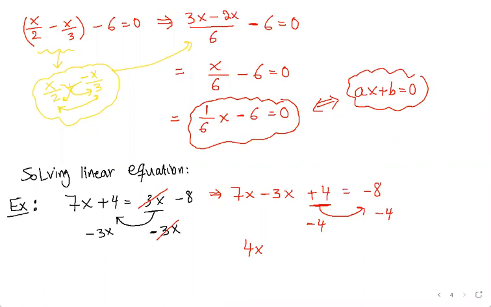So when we subtract 4 from both sides, this guy will be cancelled. This equals minus 8 minus 4, what is the answer? Negative 12. Now I need the answer x equals something. So what I have to do here, divide by 4, or multiply by the fraction 1 over 4.